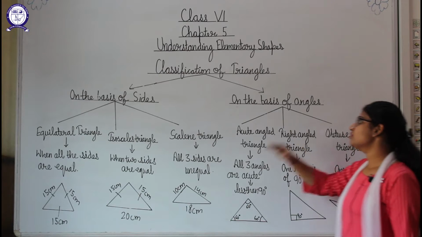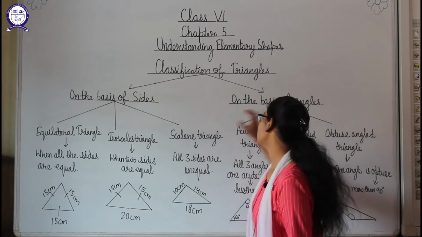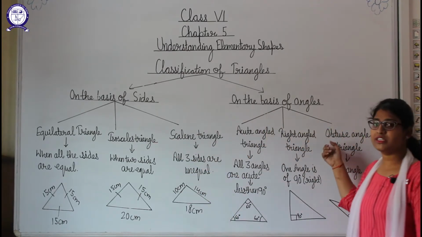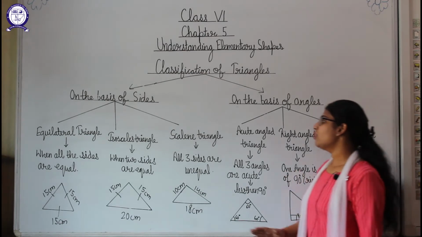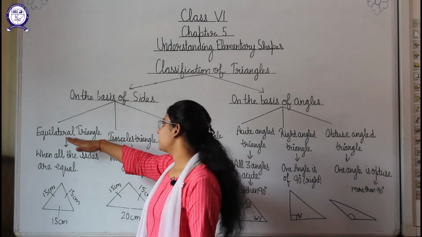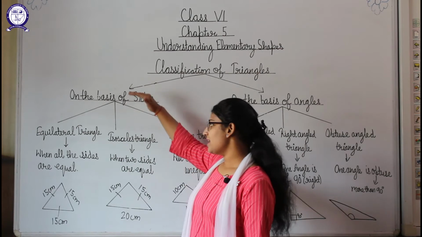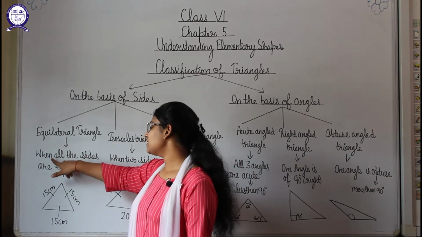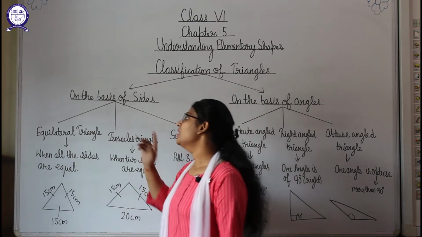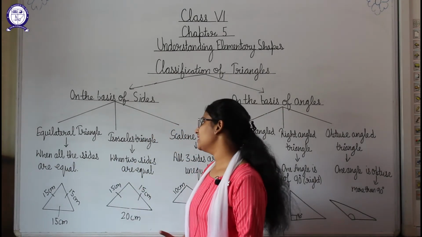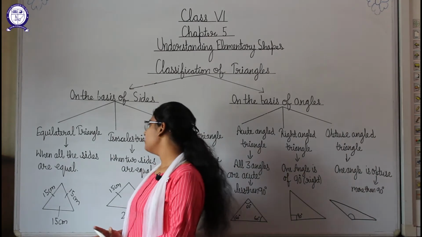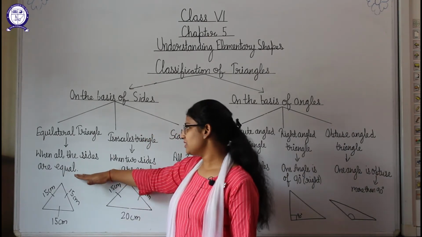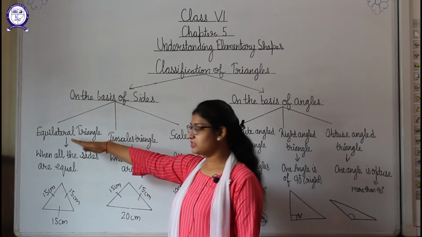Okay, on the basis of sides there are 3 classifications, and on the basis of angles also there are 3 types of triangles. Now first one is equilateral triangle. On the basis of sides, equilateral triangle. So first one is equilateral triangle when all the sides are equal. In a triangle we know that there are 3 sides, okay, and when all the 3 sides are equal, then it is an equilateral triangle.